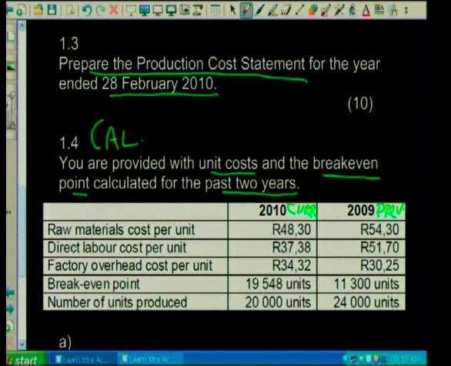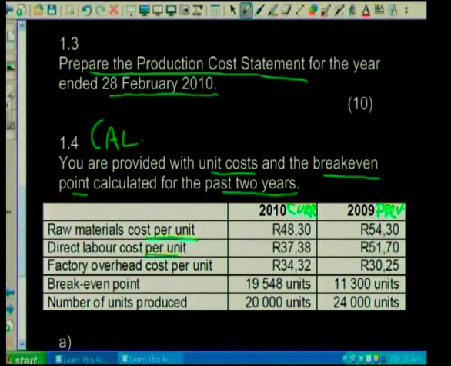Okay, so what do I have? I've got raw material costs per unit. In other words, to make 1 pair of shoes, what are the raw materials that I require, or what is the raw material cost? Then I've got direct labor cost, also per unit. Factory overhead costs per unit are also given to me.